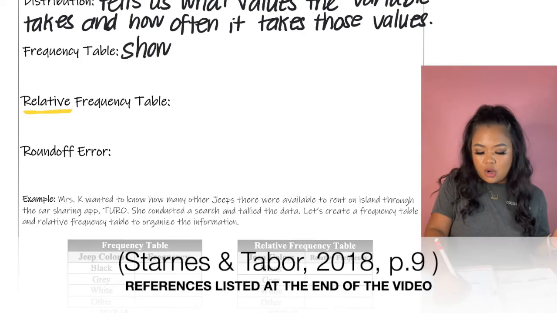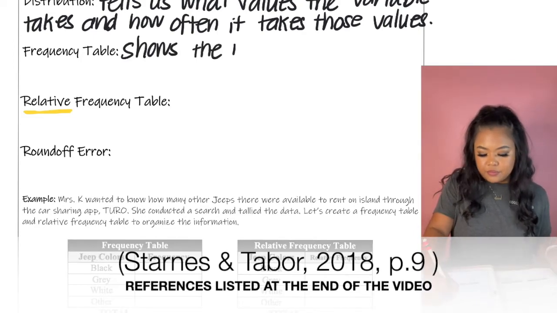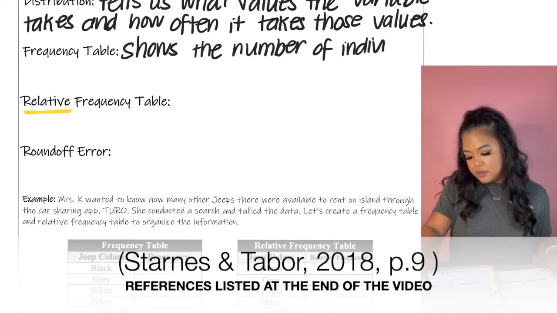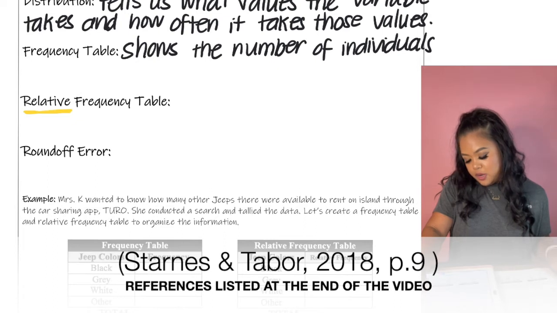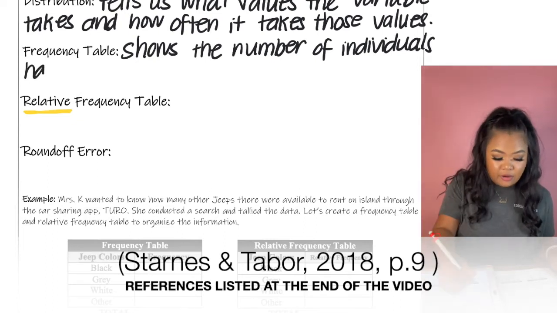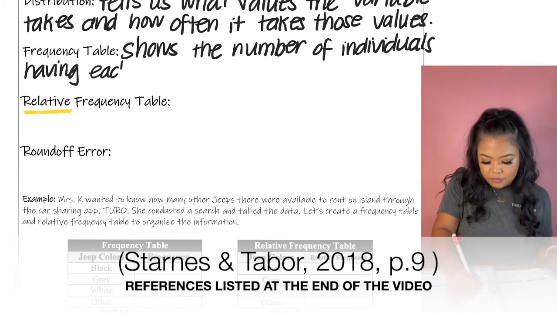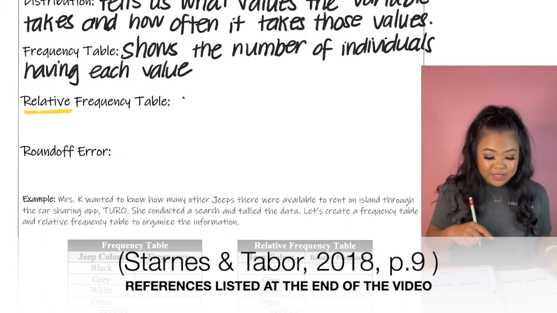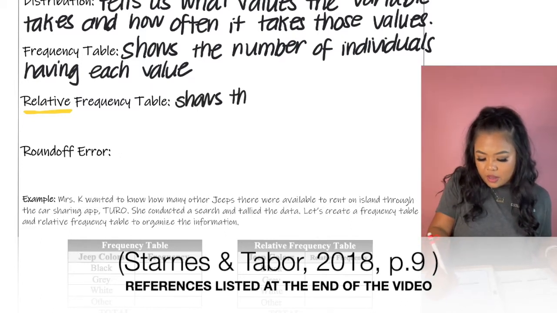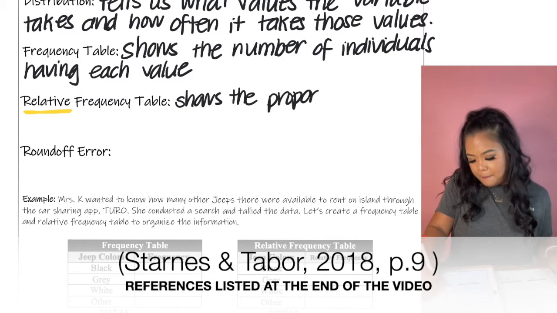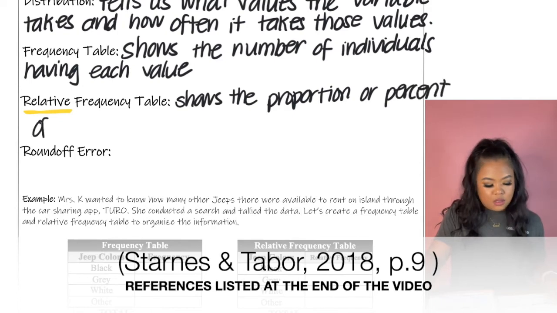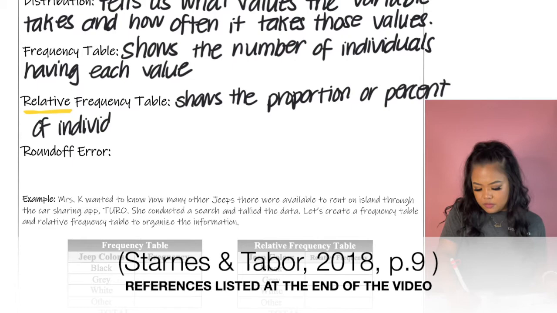Frequency table shows the number of individuals. Remember, individuals are who we are collecting data from, having each value. And a relative frequency table shows the proportion or percent of individuals having each value.